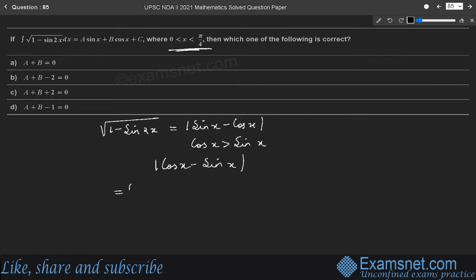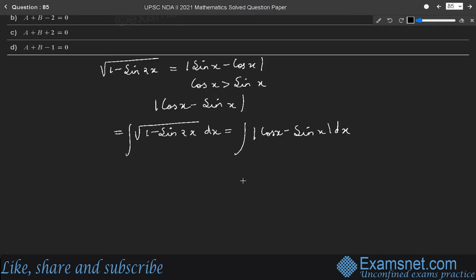So it will be equal to the integral of, see, the question is under root 1 minus sin 2x dx. It can be written as the integral of cos x minus sin x dx. Why cos x minus sin x? Because in this question cos x is greater than sin x. So now further integrating, we will get sin x plus cos x plus c.